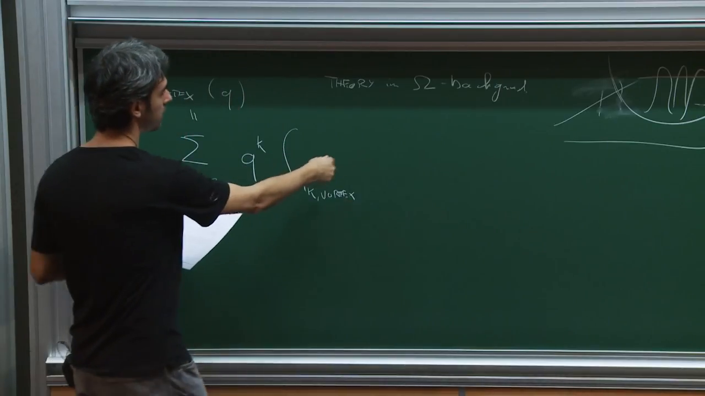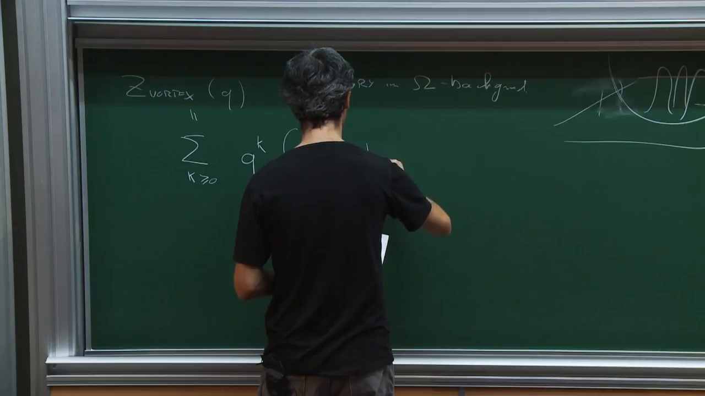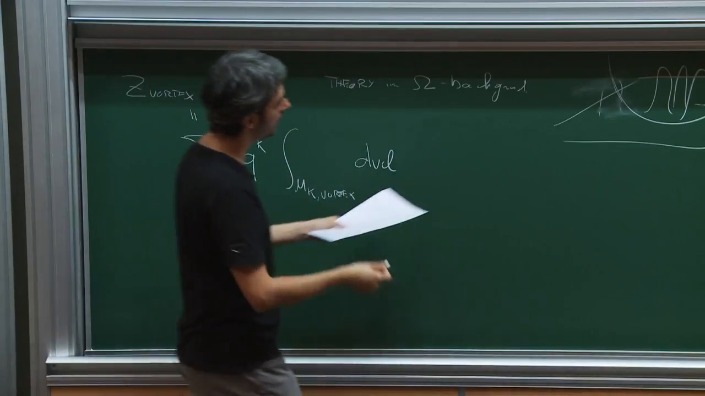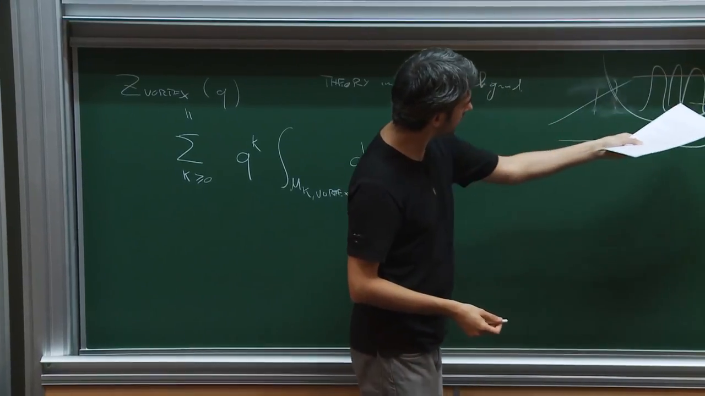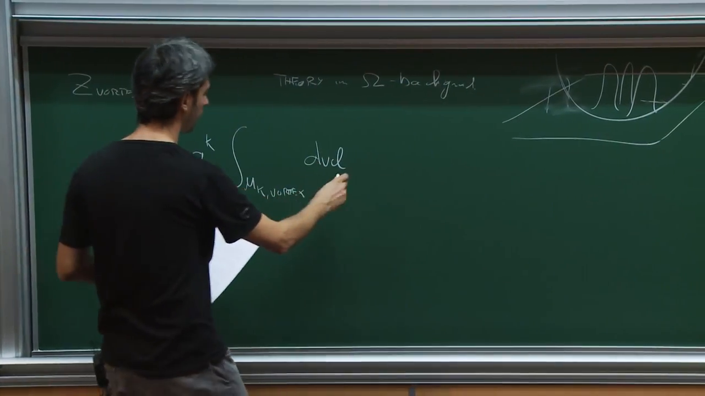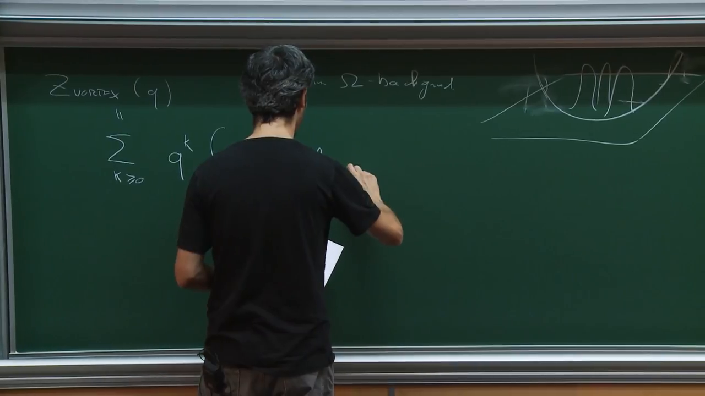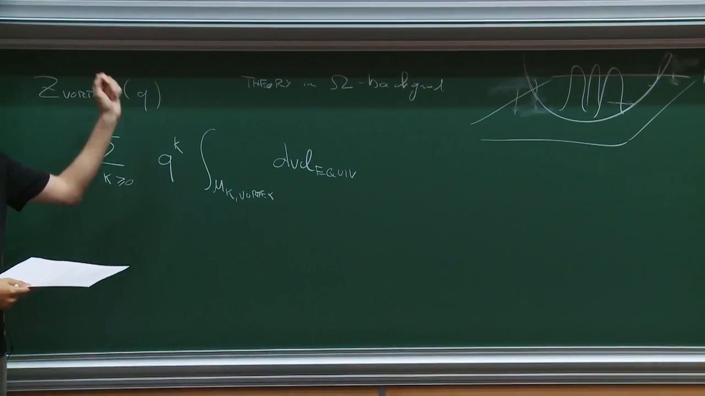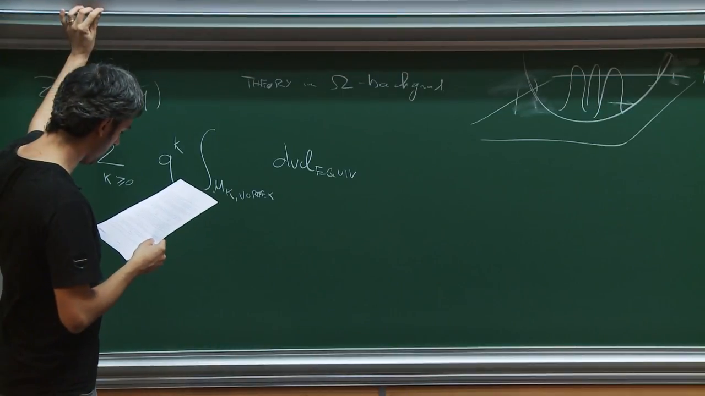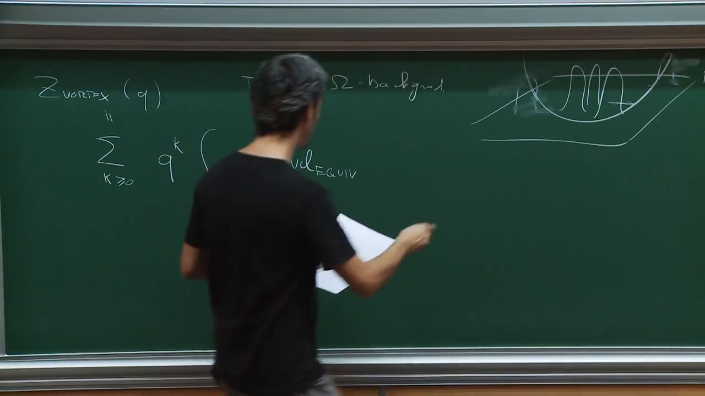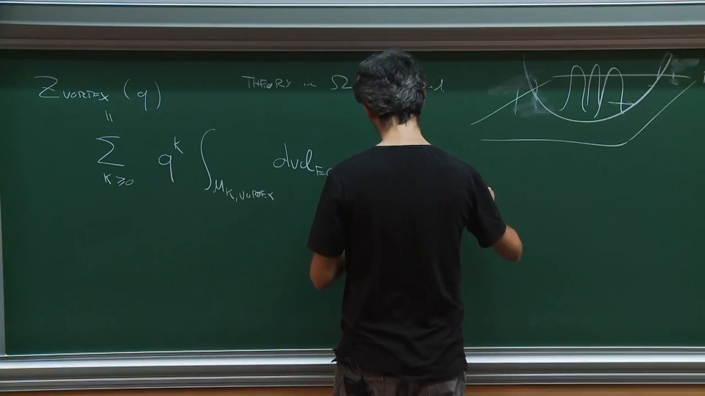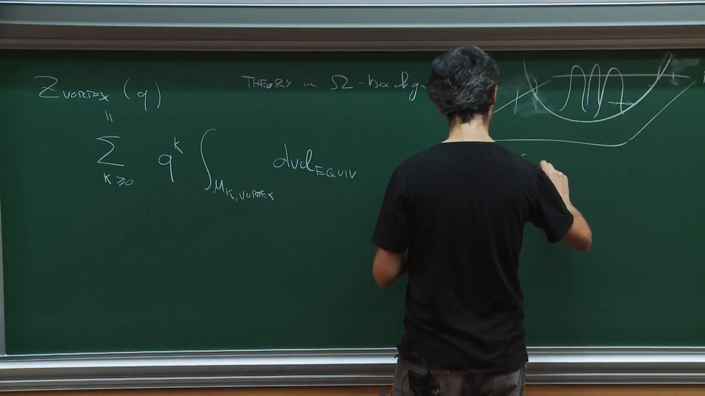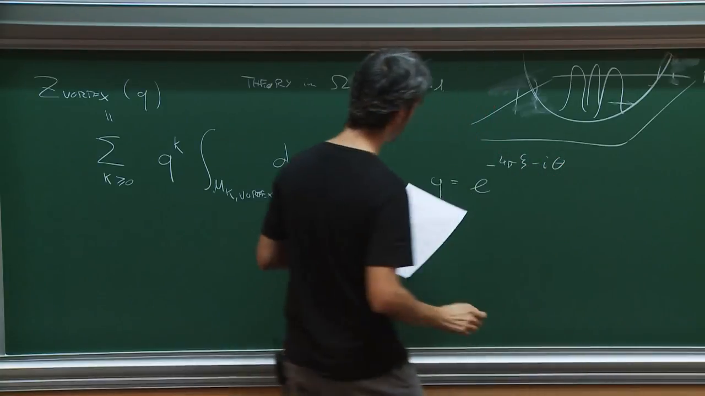And this is essentially the volume. However, the volume is infinite because it's non-compact. And what this potential does is to transform this volume form into the equivariant volume form, such that now this is finite. And so what this Q is, well, this Q is e to the minus 4 pi xi minus i theta.